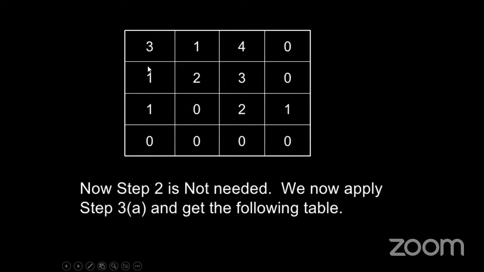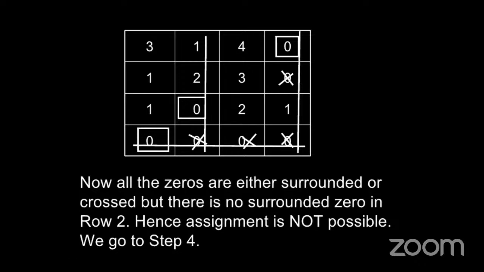3A means in each row we need to find a single 0. So in the first row, this is the single 0. We allocate it by making a square box, and column-wise these 2 zeros have to be cancelled. Then in the second row we don't have one; in the third row the single 0 is allocated and this is cancelled. So row-wise we can't get it further. Column-wise, if you do, this 0 is allocated and all other zeros are cancelled.